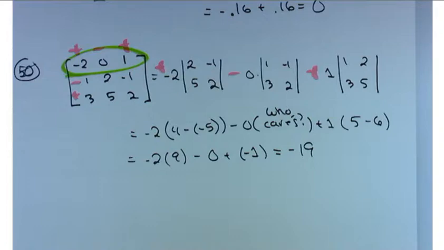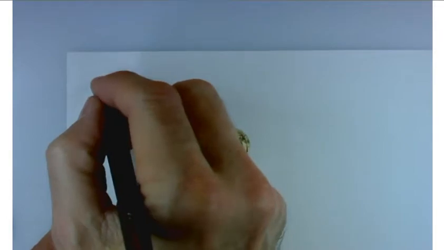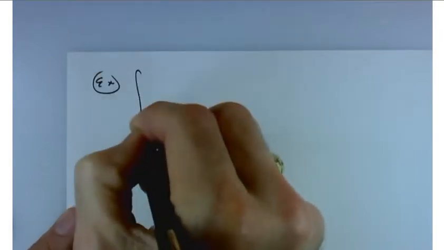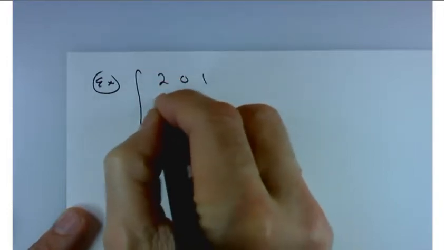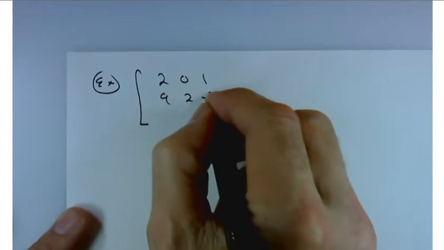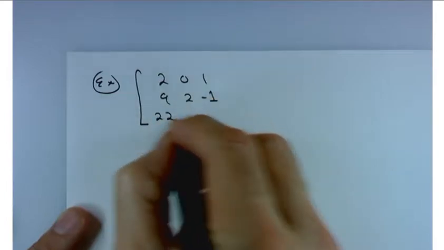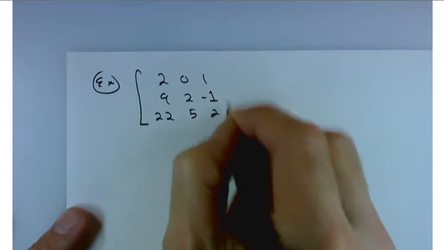How are you doing on that first one? We okay there? Let's try another one. Give you another example of that. Again, I'm going to give you my own examples. So for the next one, we'll try 2, 0, 1, 9, 2, -1, and 22, 5, and 2.